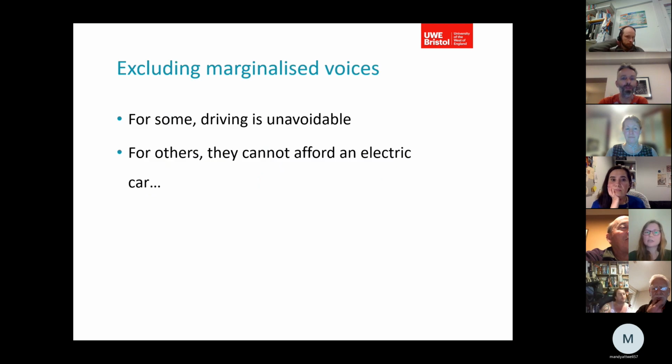Excluding marginalized voices. We've already mentioned this earlier on. For some, driving is unavoidable. For disabilities, as an example, or maybe it's your job. At the current time, you need your car for being a builder, as an example. And for others, alternatives, and again, e-cars aren't the solution, but people might see it as a potential stepping stone. Not everyone can afford them, so we obviously need policy mechanisms in place to support those individuals.